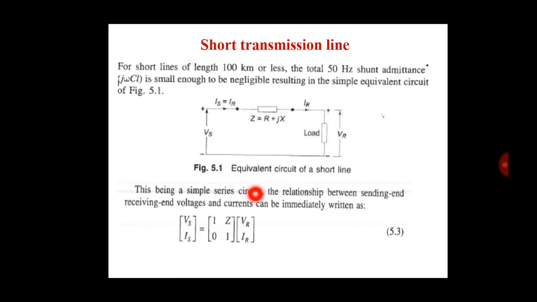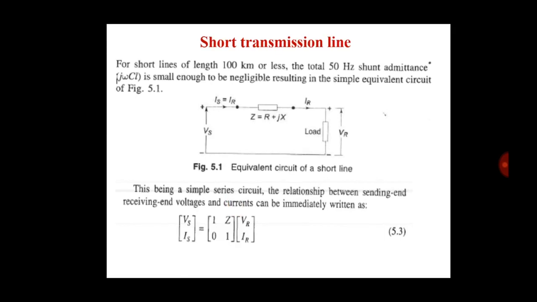Vs and Is is equal to the matrix with A equal to 1, B equal to Z, 0 and 1, multiplied by the matrix of Vr and Ir. So here are the constants A, B, C, D: A is equal to 1, B is equal to Z, C is equal to 0 and D is also 1.